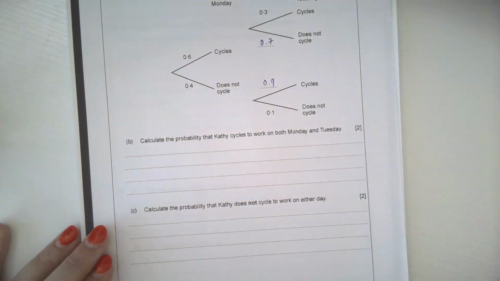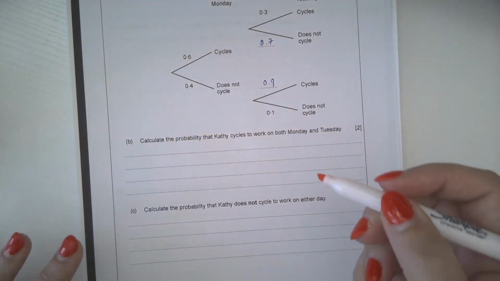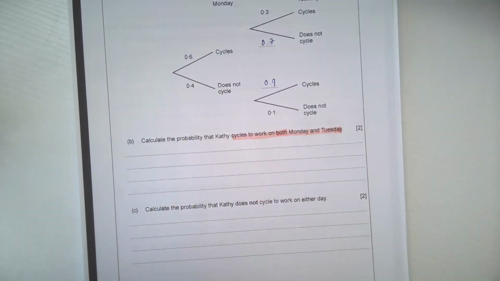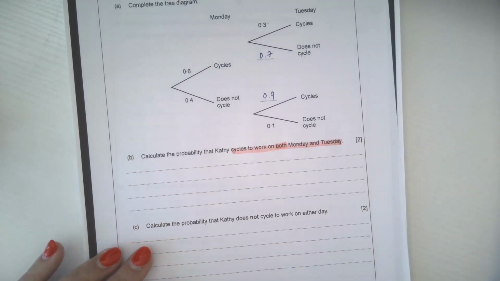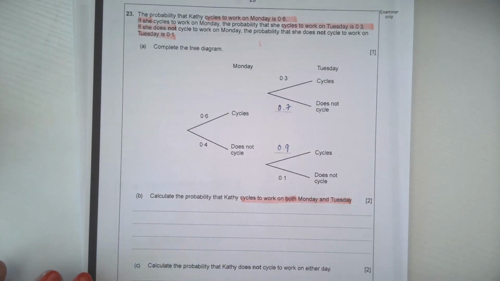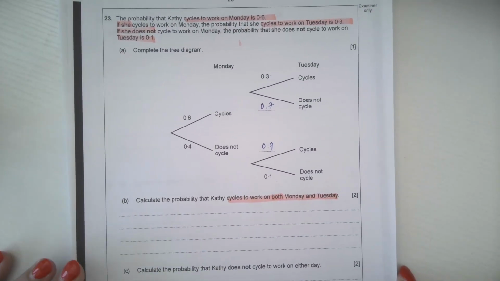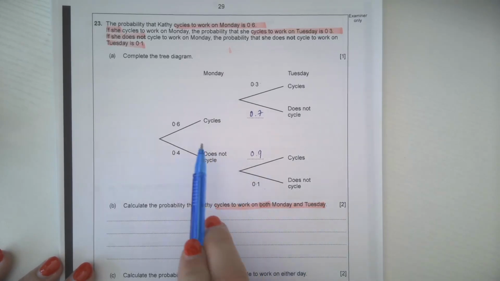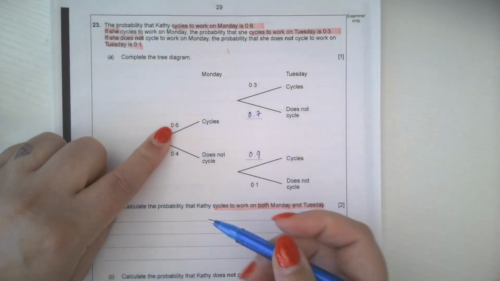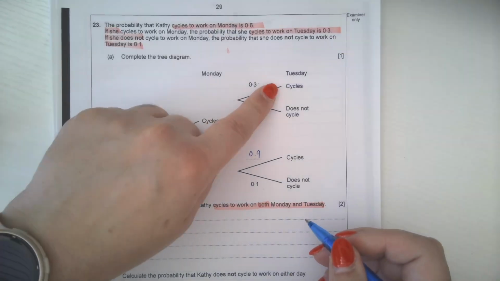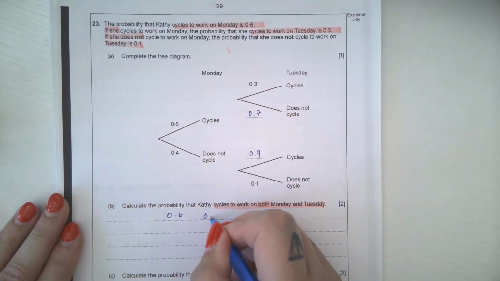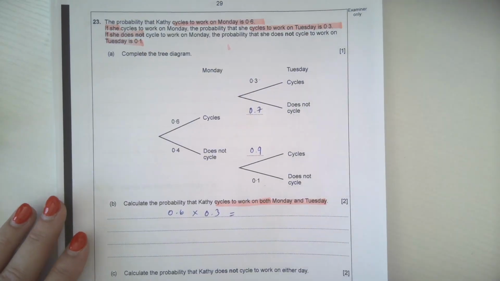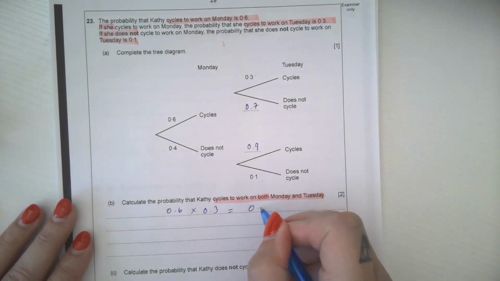Part B, calculate the probability that Kathy cycles to work on both Monday and Tuesday. Okay, so when we're working with probabilities from a tree diagram and we're following a journey across a tree diagram, we're going to multiply, guys. So cycles to work Monday and Tuesday. So cycles on Monday is 0.6, cycles on Tuesday is 0.3, and we have to multiply those together. Okay, 0.6 multiplied by 0.3 is 0.18.